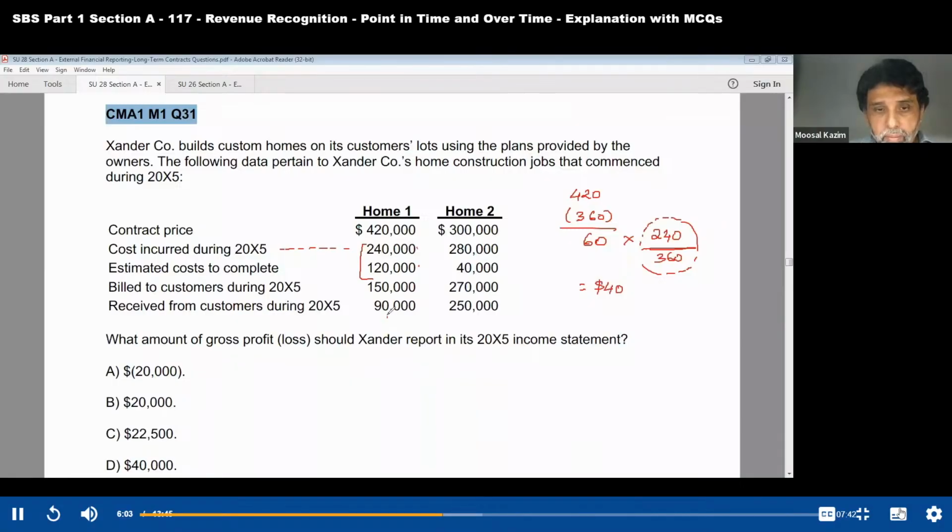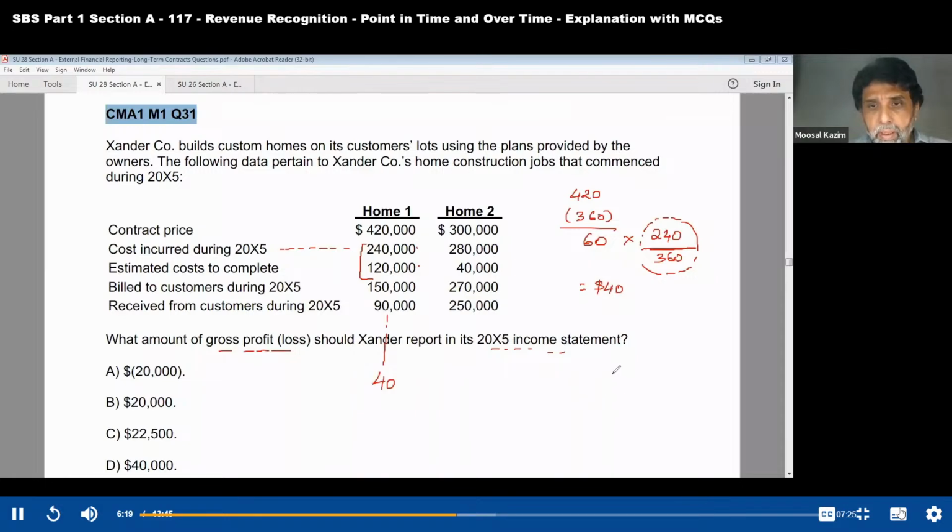So for home 1, we are going to recognize 40. So we have to show for both, because he has told you the total amount of gross profit or loss he should report on the 2005 income statement. Now let us go to home 2 and apply the same concept, right?